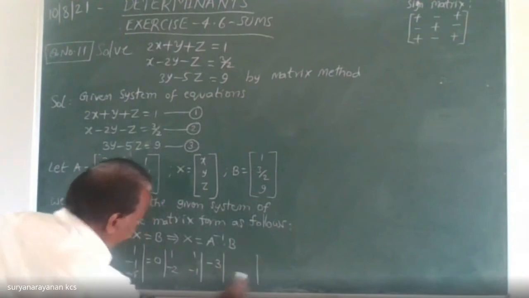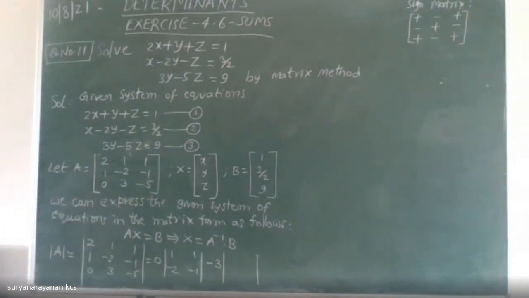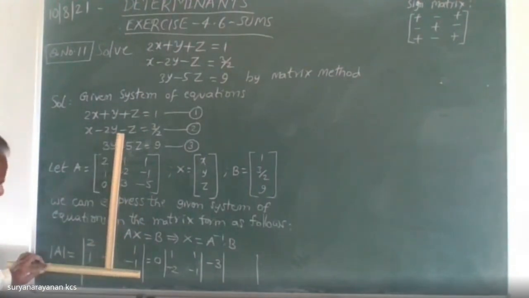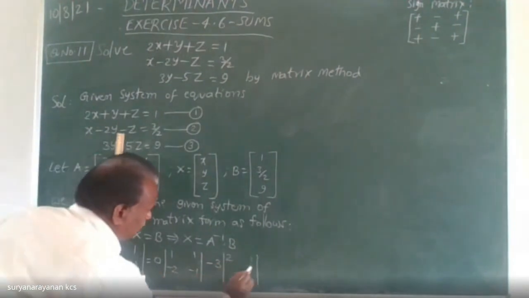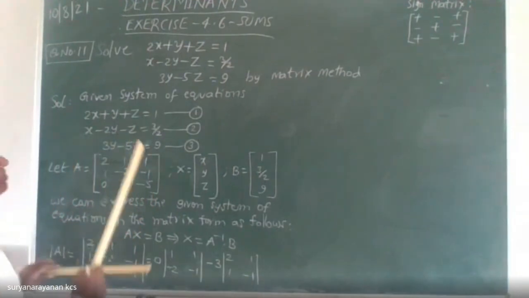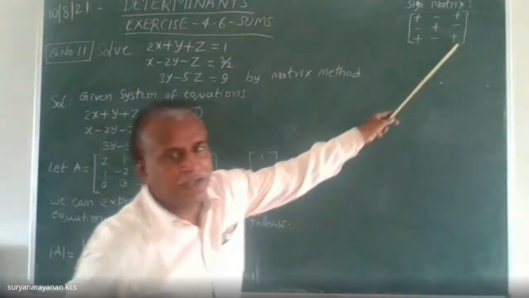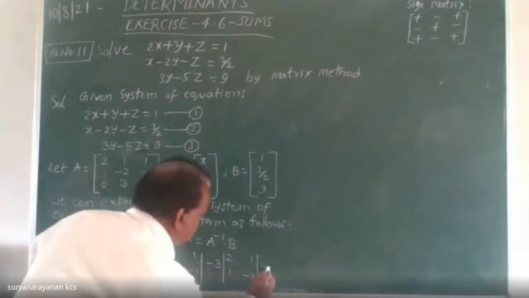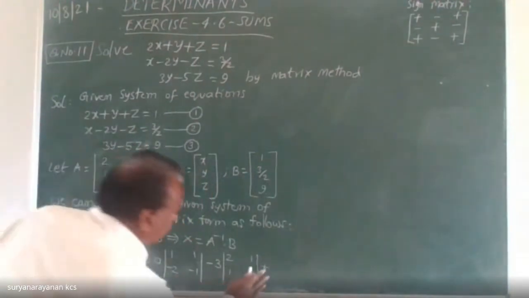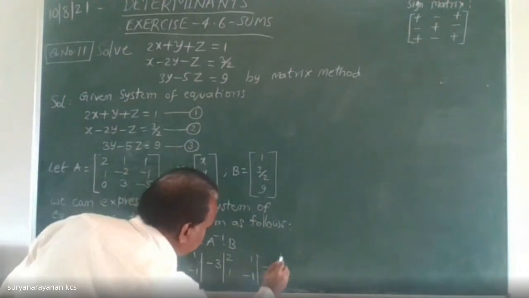So minus 3 into the second element. Close the third row and the second column. Then what are the elements left here? 2, 1, 1, minus 1. And next, for the third element, we keep plus sign. The third element is minus 5. So we can write directly minus 5.